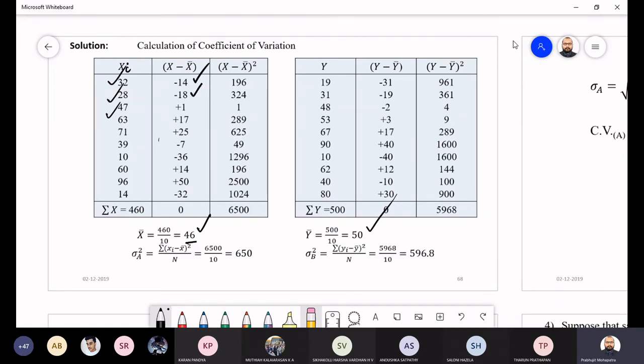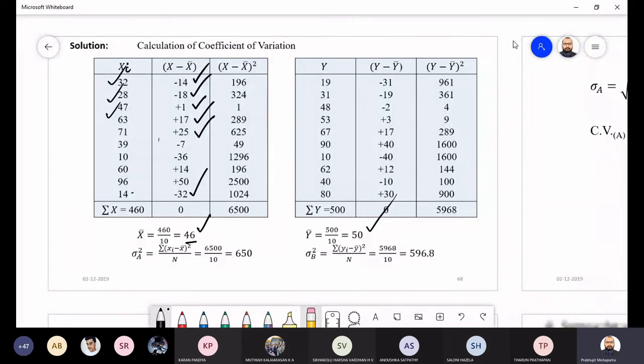So xi minus x bar: 32 minus 46 is minus 14. 28 minus 46 is minus 18. 47 minus 46 is plus 1. 63 minus 46 is 17. 71 minus 46 is 25. Similarly, 14 minus 46 is minus 32.